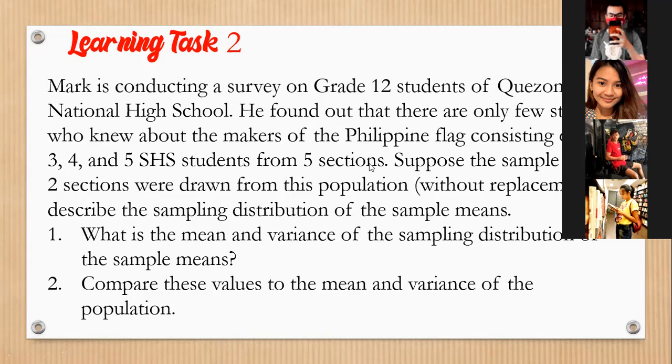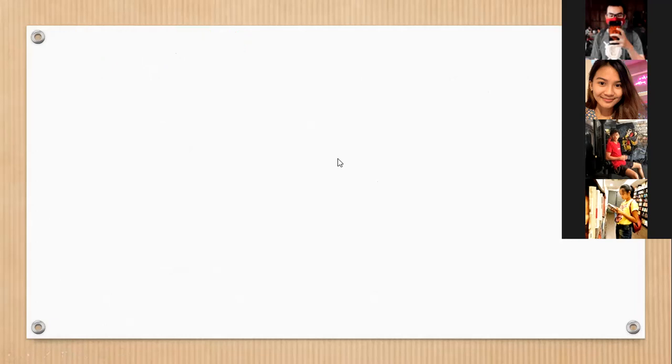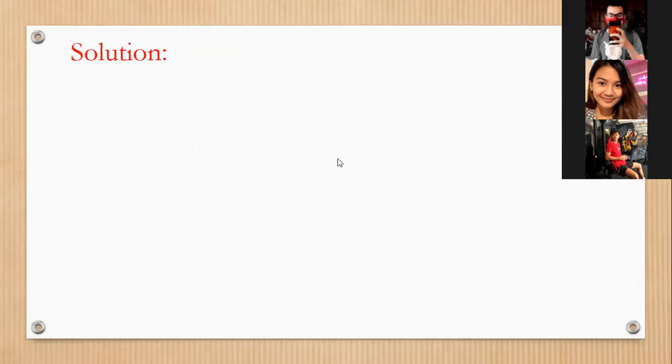Okay, so as you can see here, we have 1, 2, 3, 4, and 5 as the values of our X coming from the 5 sections. And we only need a sample size of 2 sections. So with this, we will try to recall again the steps on how to find the mean and the variance. Okay, so let's put that in a table.